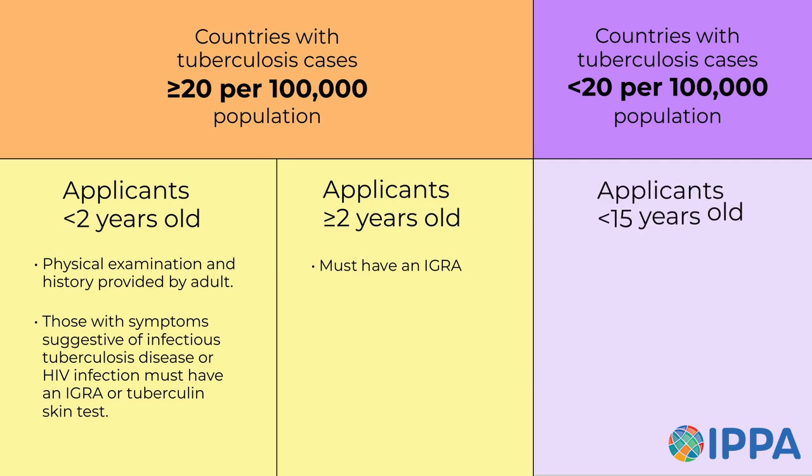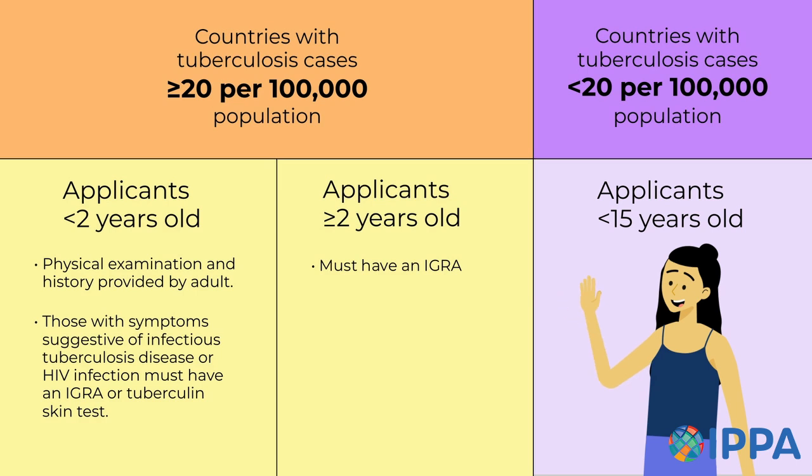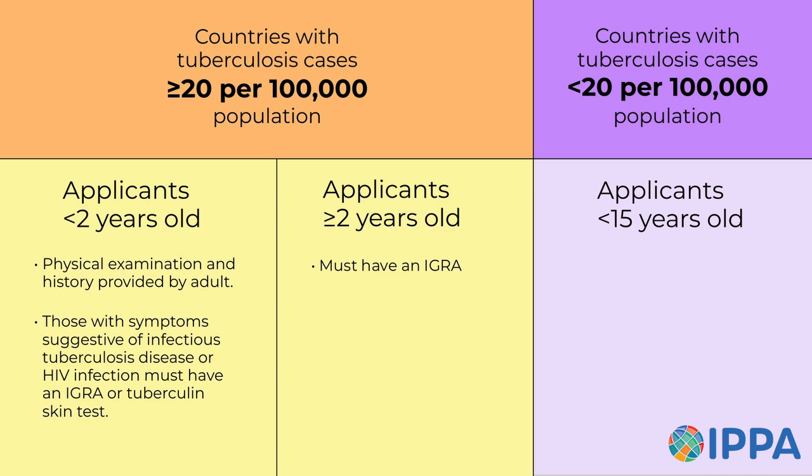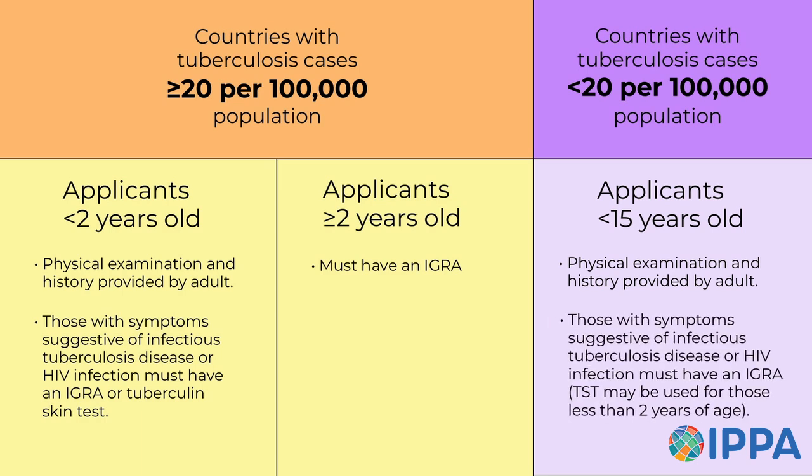3. All applicants younger than 15 years of age examined in low tuberculosis burden countries, defined as countries with a WHO estimated tuberculosis disease incidence rate of less than 20 cases per 100,000 population, must have a physical examination and history provided by a parent or responsible adult who knows the child best. Those applicants who have signs or symptoms suggestive of infectious tuberculosis disease or have known HIV infection must have an IGRA. TST may be used for those younger than 2 years of age.